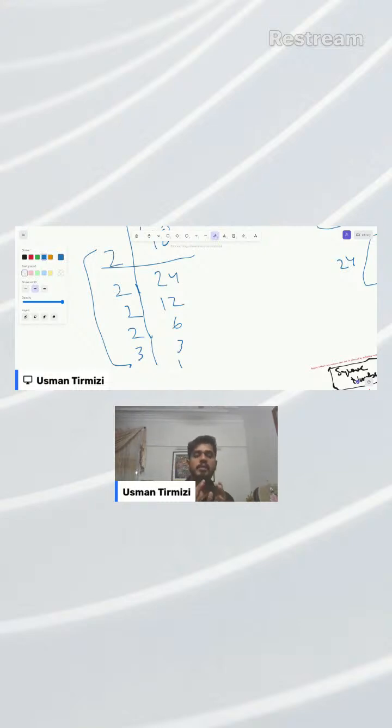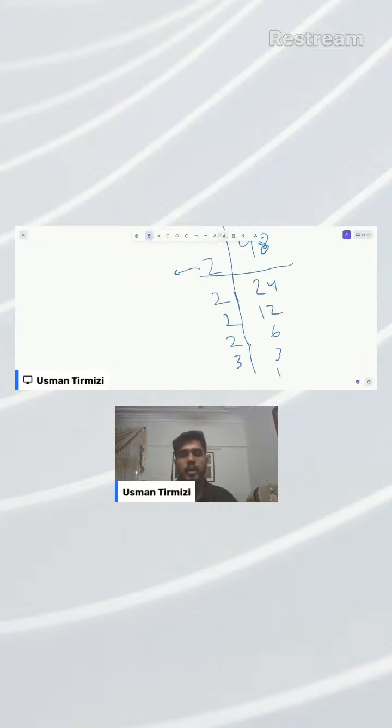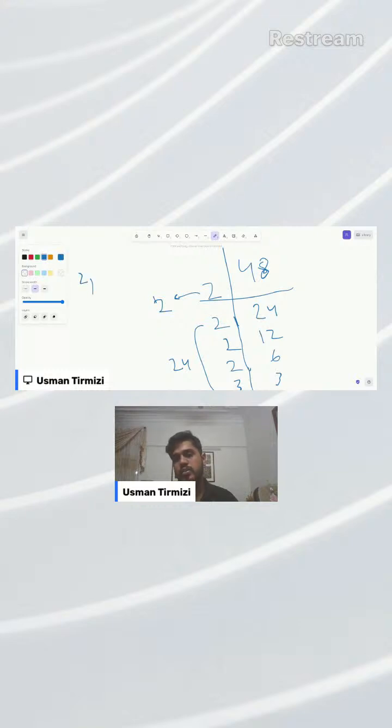Okay, so how are we making pairs? First I take this 2, and I combine all the others. I multiply all these multiples together. So 2 multiplied by 2 is 4, 4 multiplied by 2 is 8, and 8 multiplied by 3 is 24. So 24 and 2, these are the two factors I get. So one factor is 2, one factor is 24, right?